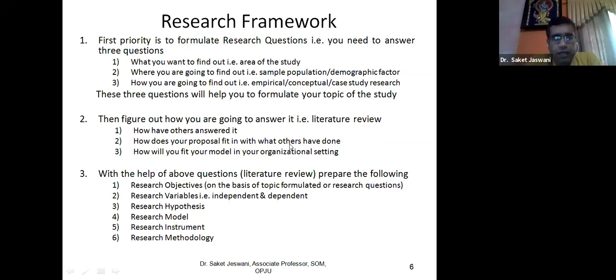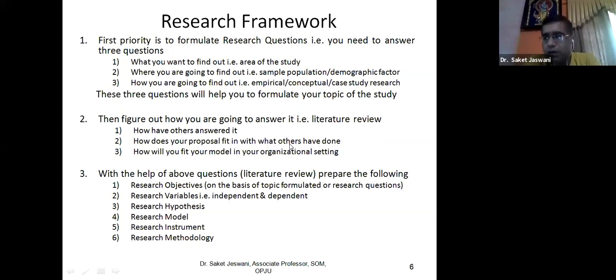In the second point, you need to identify your research variables, independent and dependent. Then you need to formulate your hypothesis, then the research model, then the research instrument, and finally the research methodology. That is the methods for how you are going to fulfill your objectives. That is the research procedure. These six things you need to prepare. This will help you to prepare the research framework and to proceed in your research work.